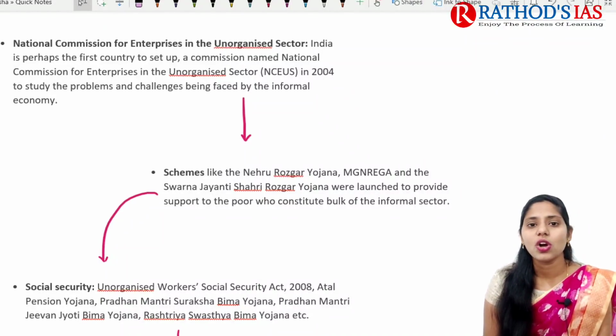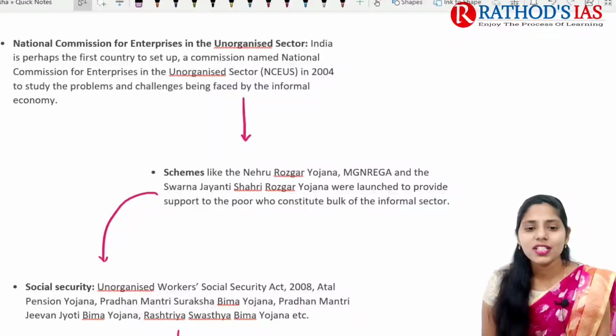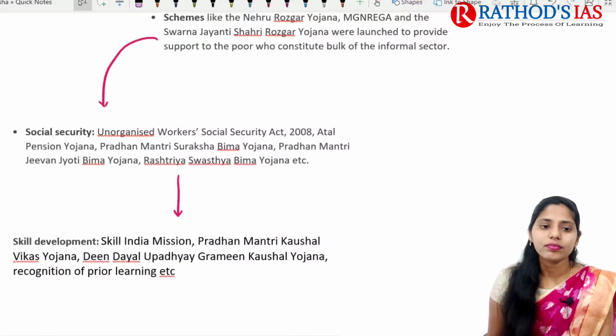And next one here is, government also came with a number of schemes like Nehru Rozgar Yojana and NREGA, especially in rural areas, and Swarna Jayanti Rozgar Yojana. So they were launched especially for this informal sector.